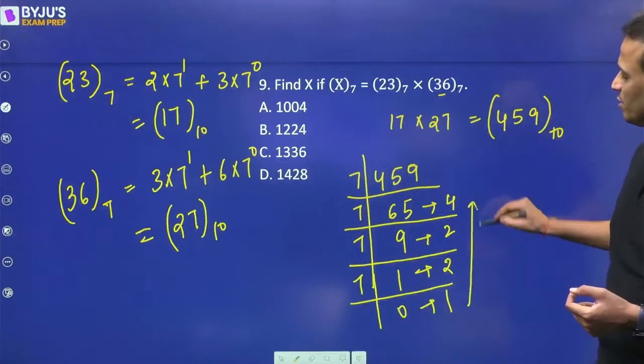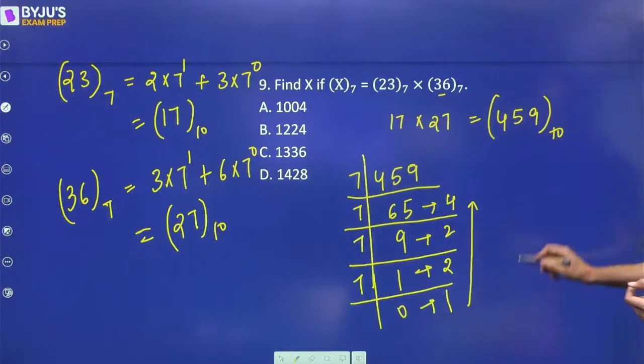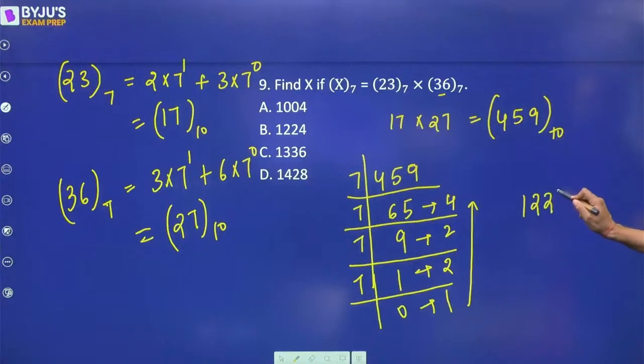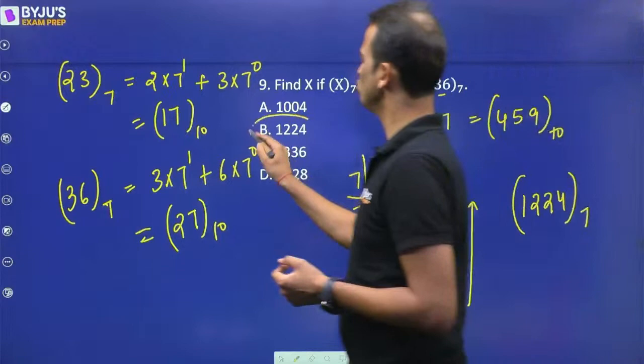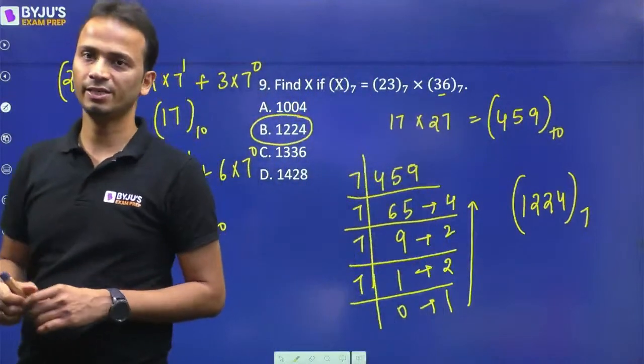Now I'll write these remainders in the reverse order. So my answer should be 1, 2, 2, 4. The value of the number in base 7. So 1, 2, 2, 4. Option B is the correct answer.